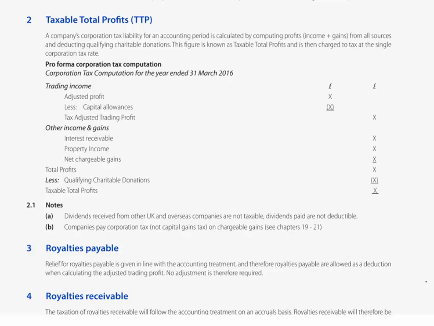Well, at the end of the previous lecture on corporation tax, we got introduced to that pro forma corporation tax computation, which again you'll see in front of you now. Now, what we know is that the main source, if not the only source in many companies' cases, of profit chargeable to corporation tax will be the trading income.